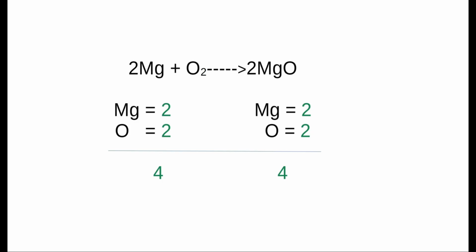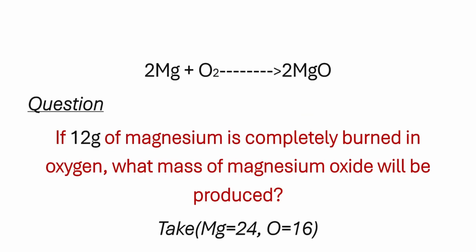So after that, we go straight to the question, which is, if 12 grams of magnesium is completely burned in oxygen, what mass of magnesium oxide will be produced? So we already know what is happening in the equation.